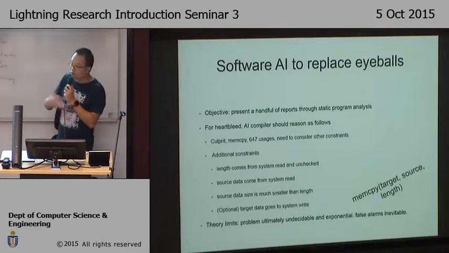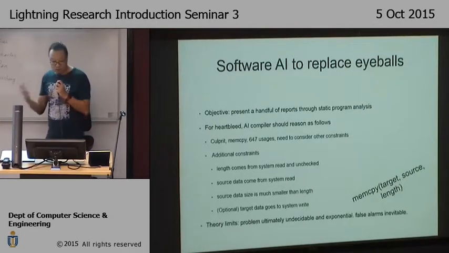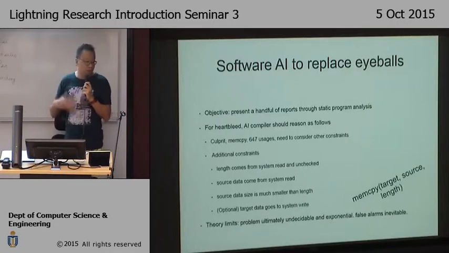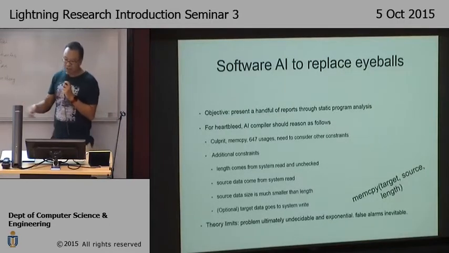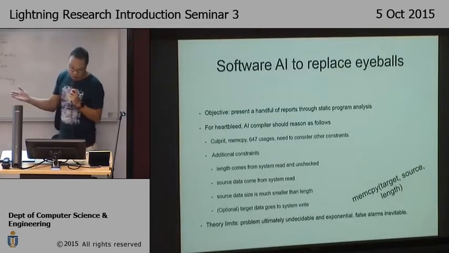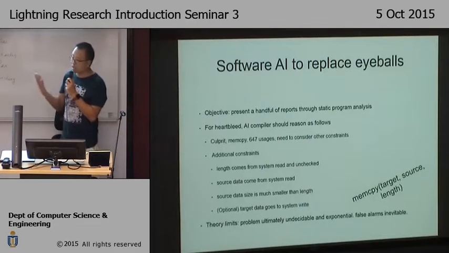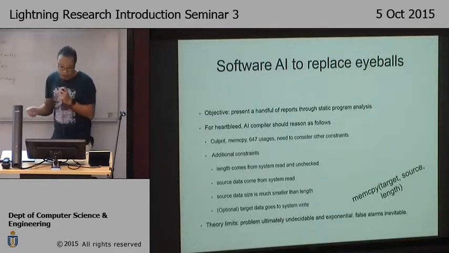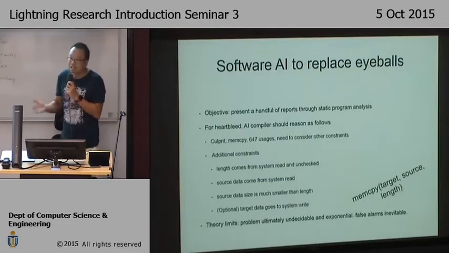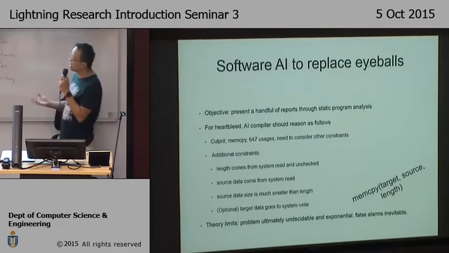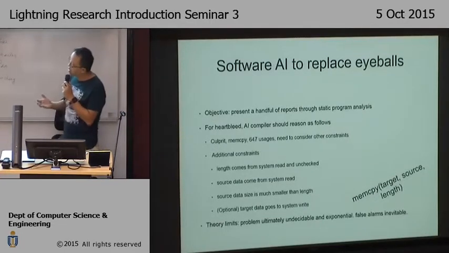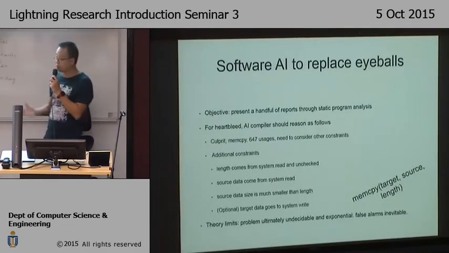You first look through all these memory copies. Of course, that's not enough, and we have to look at other constraints, such as the length having to come from the network and being unchecked, the source actually coming from the network, and the source data size being much smaller than the length. So we can be almost certain that there's going to be a problem. All right.